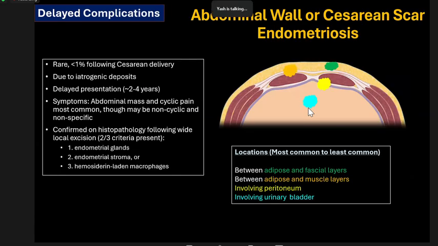Next, we'll talk about abdominal wall endometriosis. It can happen in the entire area where the scar, where the incision is taken. So it can happen all the way from the subcutaneous to the muscular plane to the peritoneum to the bladder. The most common site is subcutaneous, followed by subcutaneous and muscle layers, followed by involving the peritoneum, and the bladder is the least common site. One of the diagnostic clues can be cyclical pain at the scar site.